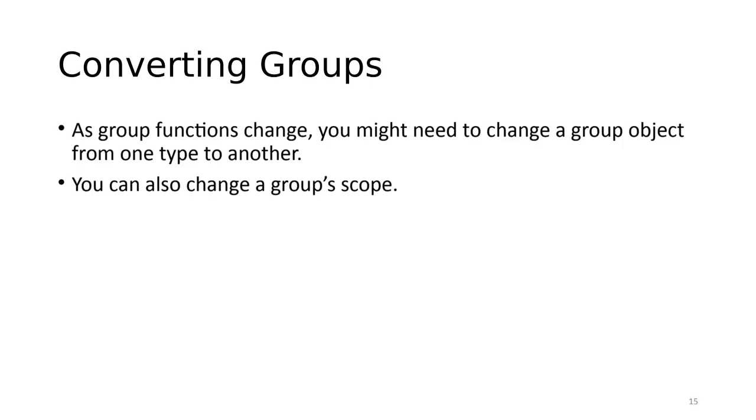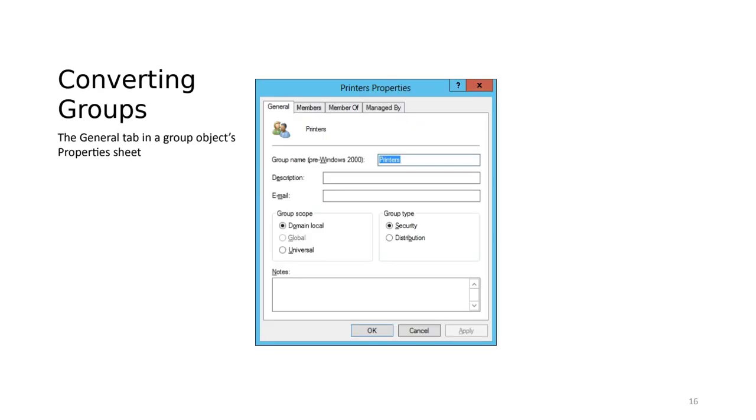Converting groups. You might create a group, but you want to change it from one type to another, you can do that. You can also change the group scope. It's just one tick. Remember in the lab we've done here, group scope, domain local or global or universal. So you can change it even after you create it.